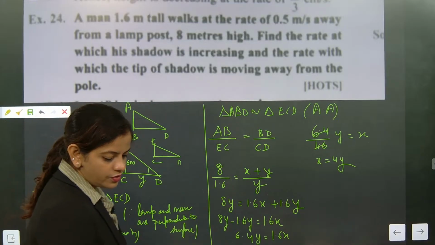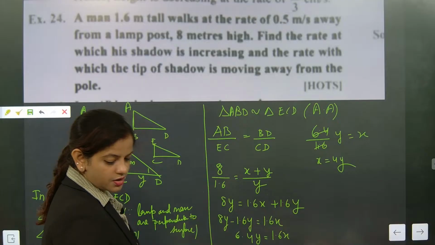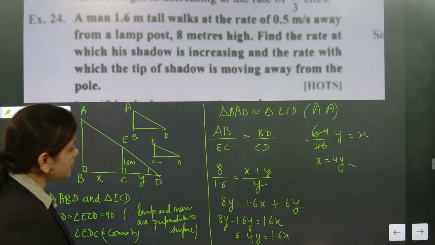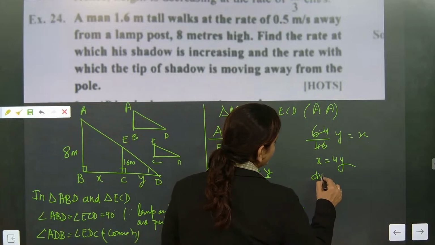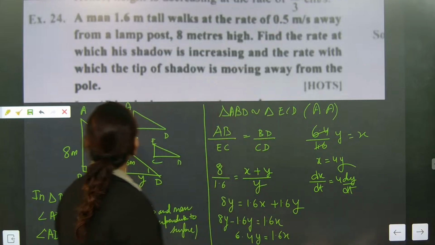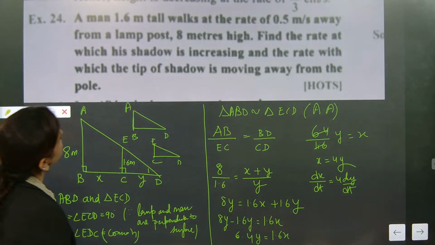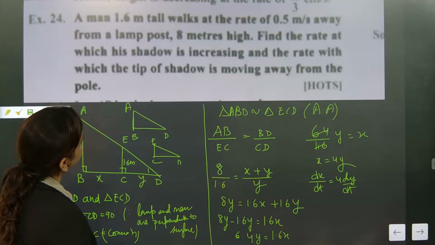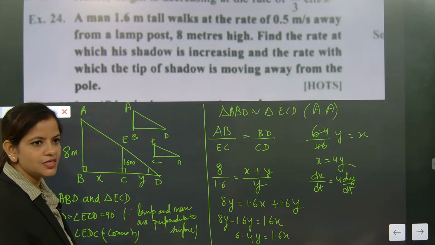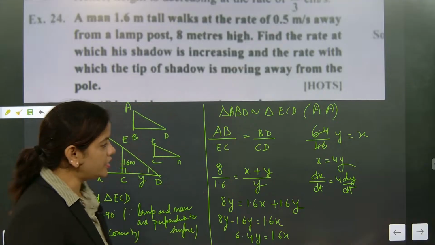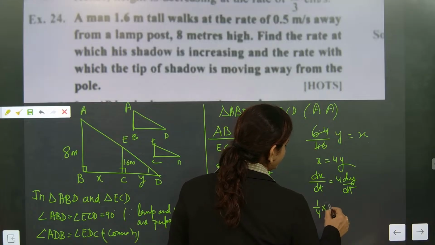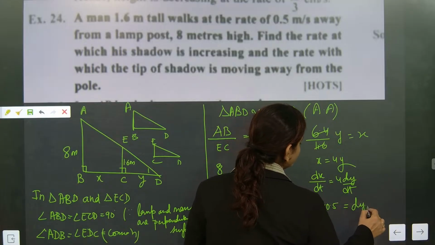After that, what are you going to do? Now we are going to differentiate it. Once you differentiate, it will become dx by dt is equal to 4 dy by dt. Now they are telling that a man walks at a rate of this much away. So definitely dx by dt, x is changing. So substitute the dx by dt value. dx by dt is coming as 0.5. So 1 by 4 into 0.5 is equal to dy by dt.